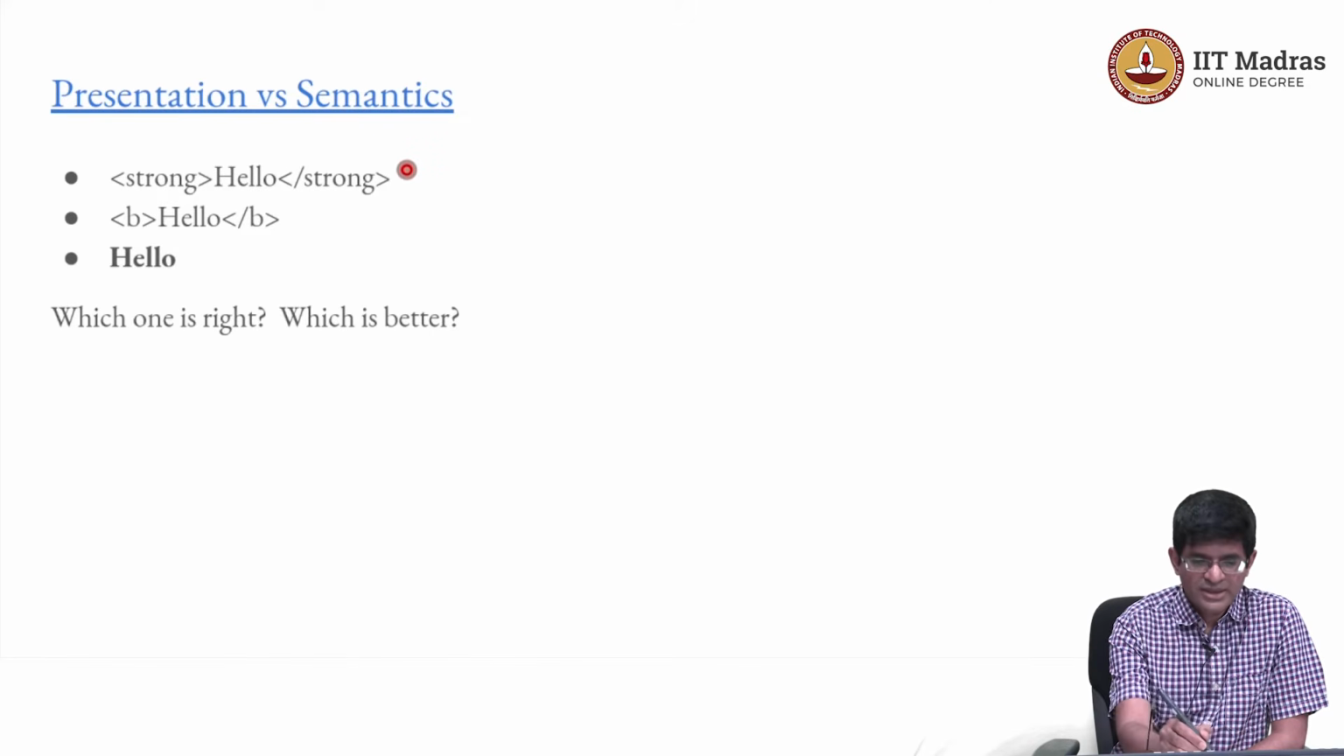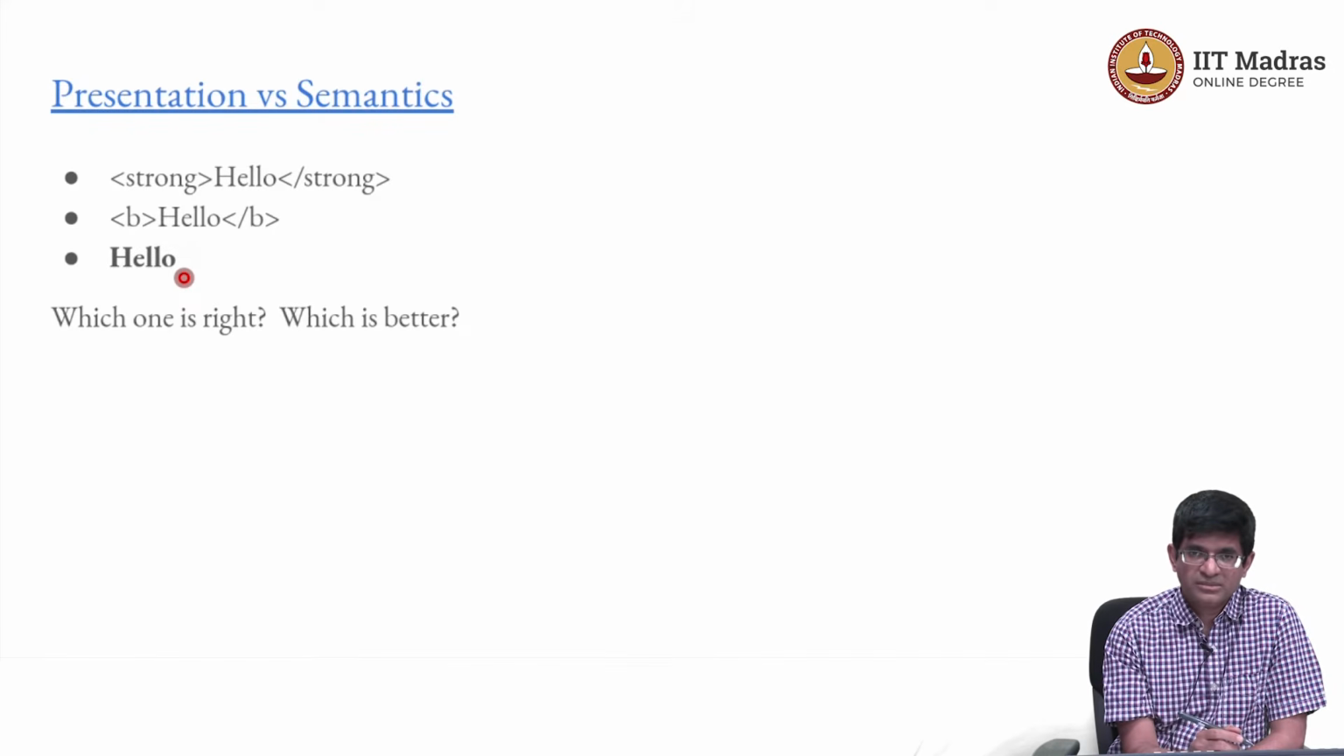So like I said, there's a difference between the presentation and the semantics. Both strong and B will result in exactly the same output. Which one is correct? Which one is better, right? It's not an easy question to answer. Both may be correct. It's not very clear what you wanted to do.